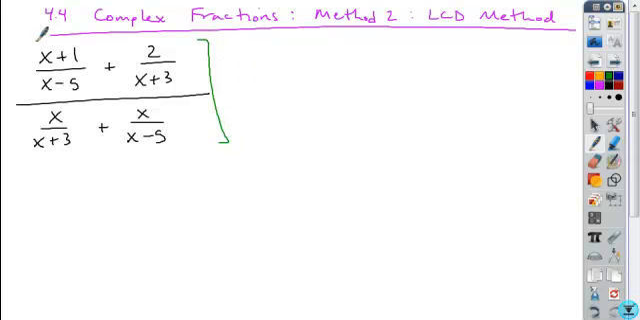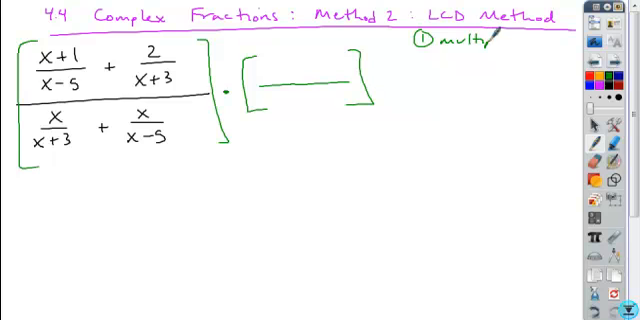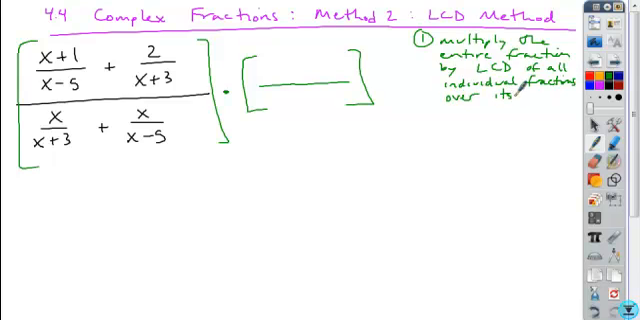So here you're going to take this entire fraction and multiply it by the LCD of everything, every fraction involved in the entire problem. Okay, so your first step in this method is going to be to multiply the entire fraction by the LCD of each individual fraction, and whatever you get for the LCD of all the individual fractions.